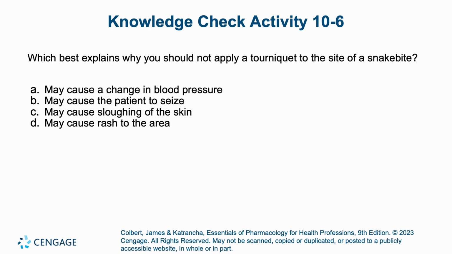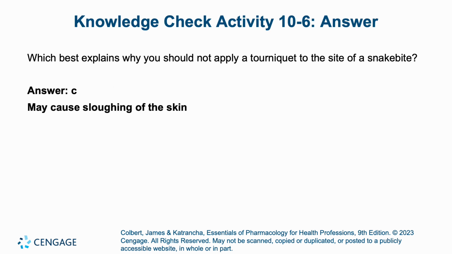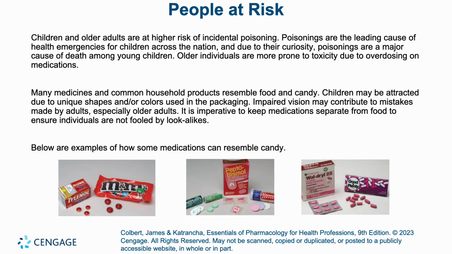Knowledge check. Which best explains why you should not apply a tourniquet to the site of a snake bite? A, may cause a change in blood pressure. B, may cause the patient to seize. C, may cause sloughing of the skin. D, may cause rash to the area. The answer is C, may cause sloughing of the skin. We didn't specifically go over this, but we don't want to necrose or damage the tissue anymore. Sloughing of the skin is when layers of the skin start to come off and can do deeper damage.